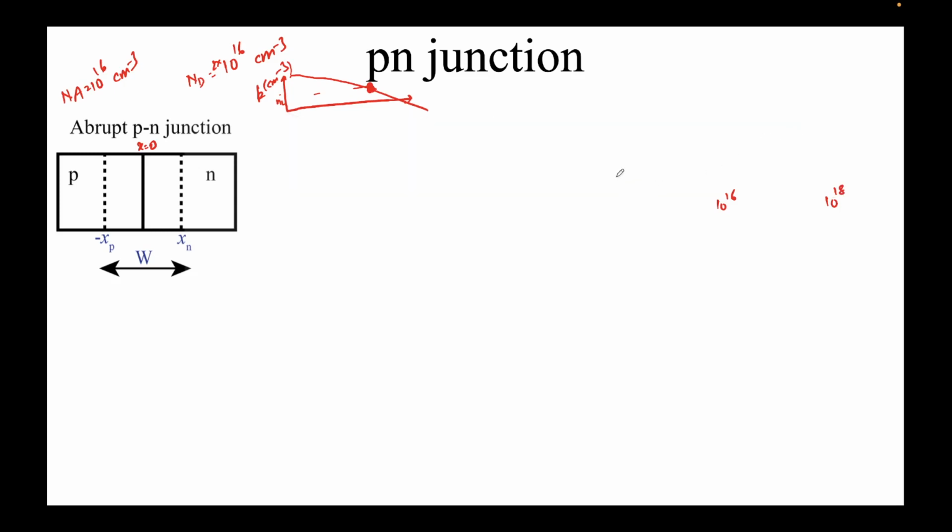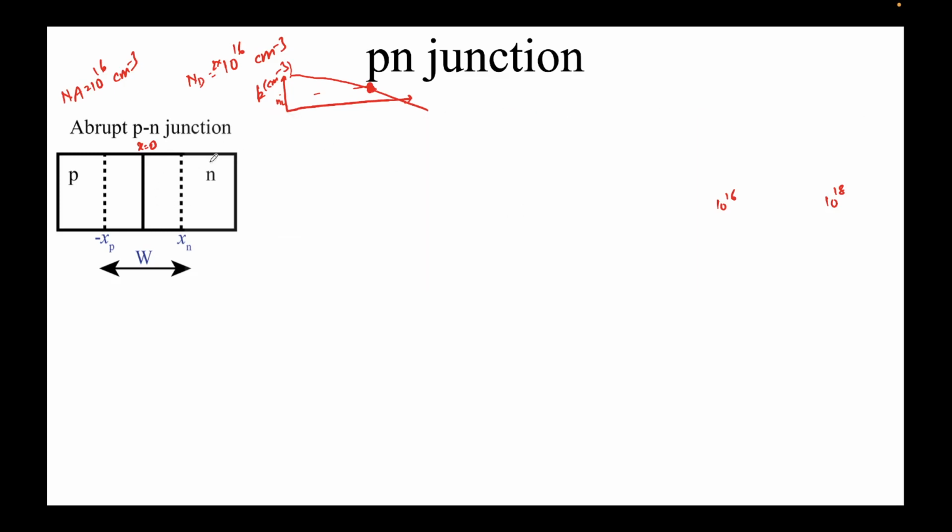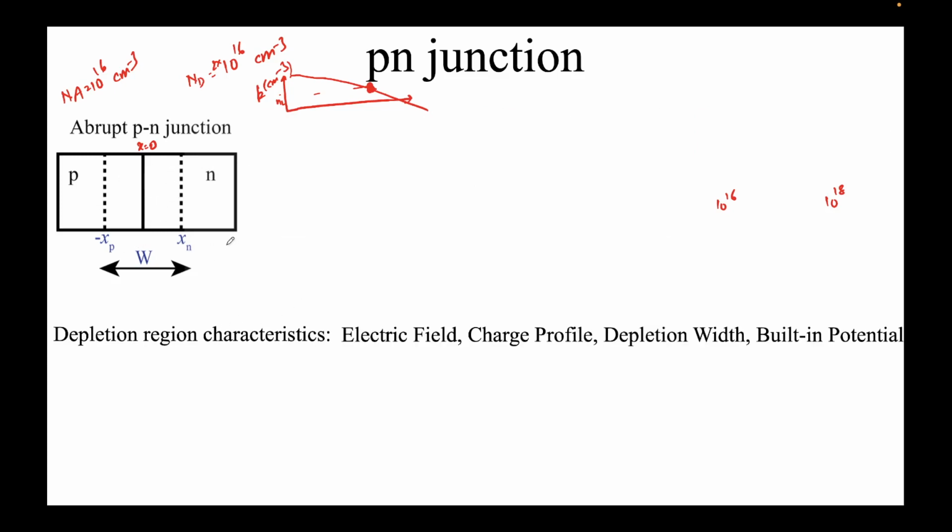Okay, so for the time being, we'll forget these three. We'll focus our discussion only on the abrupt p-n junction. And so what are the characteristics of this depletion region that we are interested in? So we want to know the electric field. I told you there's some electric field that has developed there. The charge profile, what kind of charges reside in the depletion region, the depletion width, as well as the built-in potential. When the electric field is there, there must be some potential involved. All right, how do we do that?